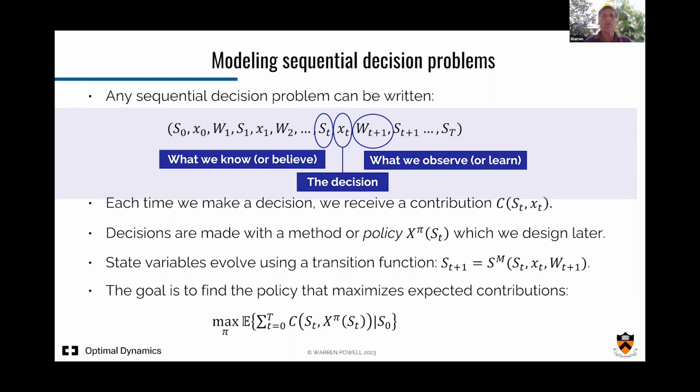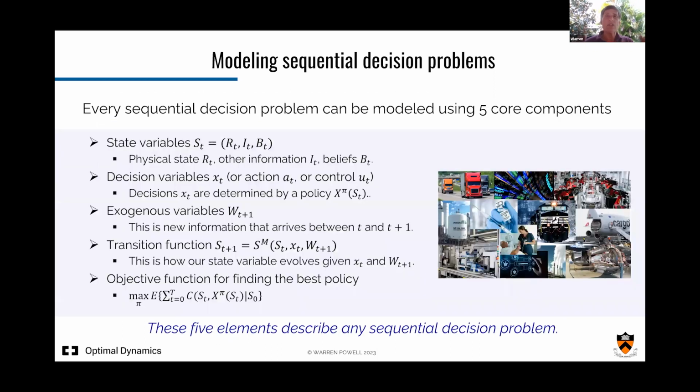Now, the state variables evolve using something called a transition function. Give me the state, give me what decision you make, tell me the new information that arrived, and I can tell you the new state variable. And our goal is to find the policy that maximizes some objective, such as the sum of expected contributions. And I want to find the best policy, but we will get to that later. So I like to summarize all sequential decision problems using 5 core components.